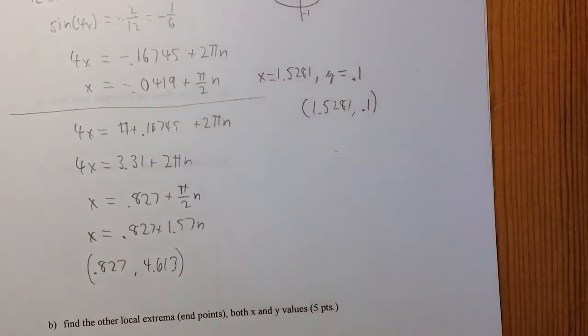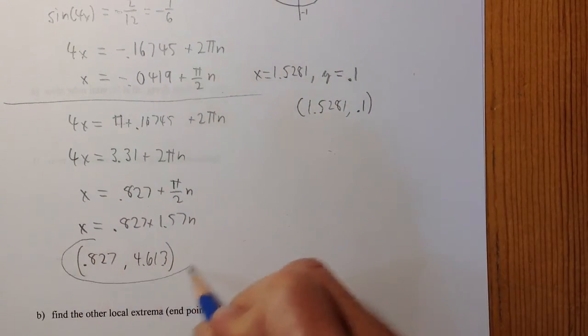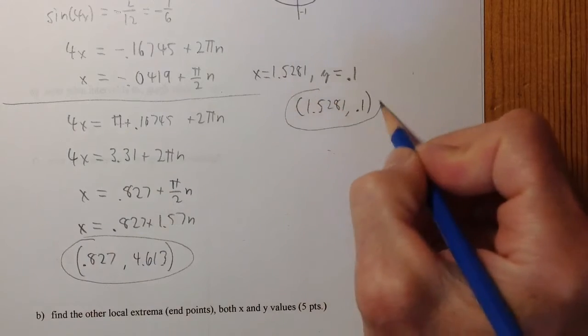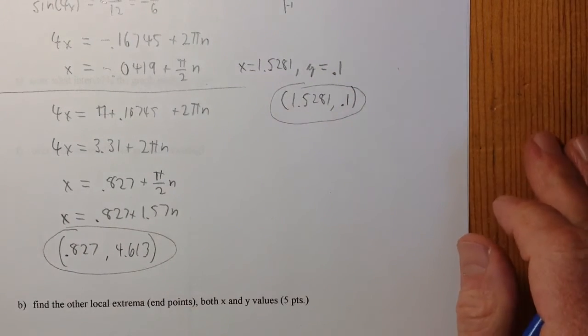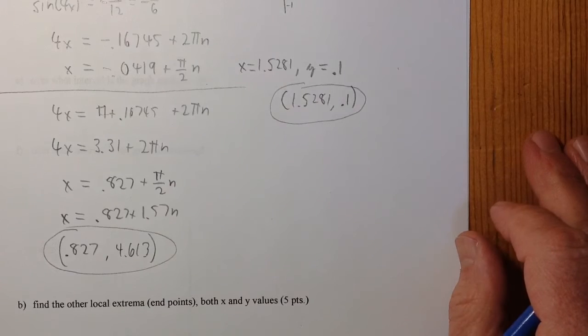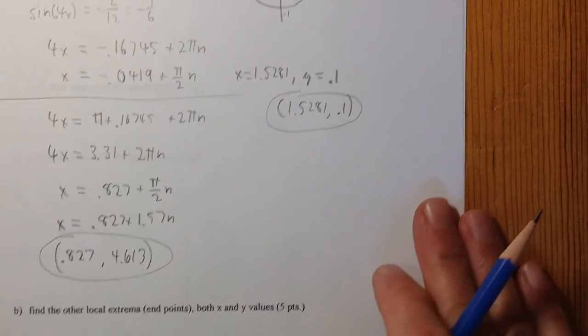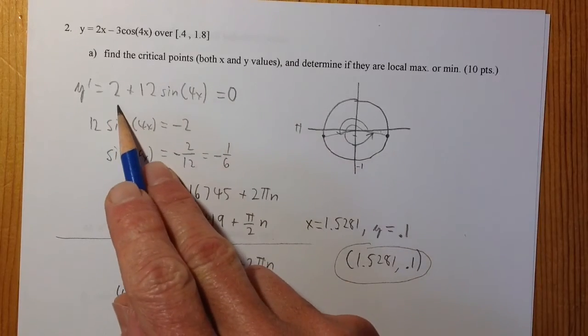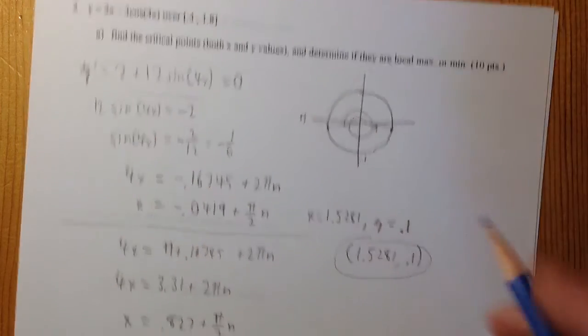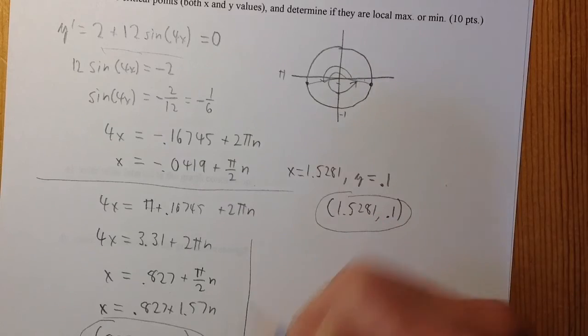And we got to figure out next if they're max or mins. Okay, so now how do we use calculus to figure out if they're max or mins? So let's see. We have to take the second derivative. The first derivative is just this, so we take the derivative of that. So let's do that. It's not so bad.